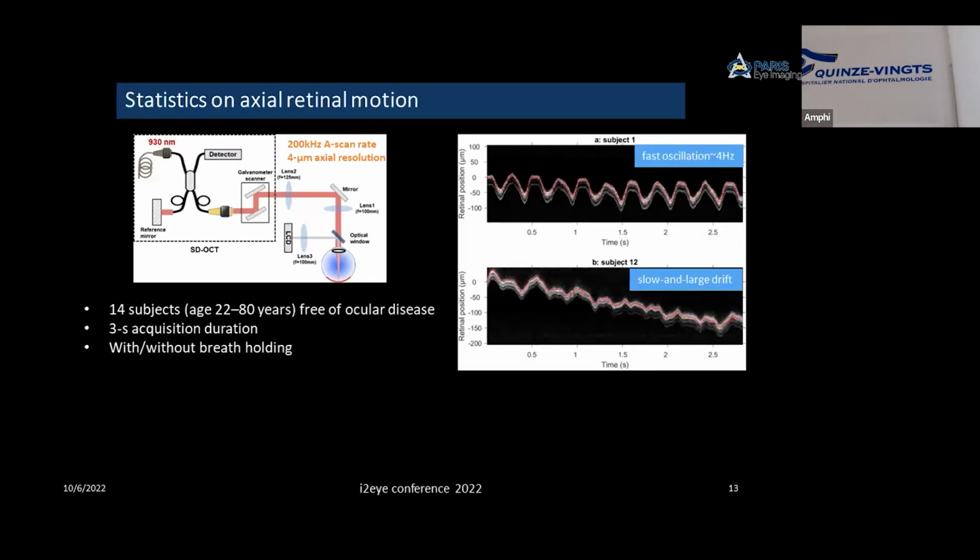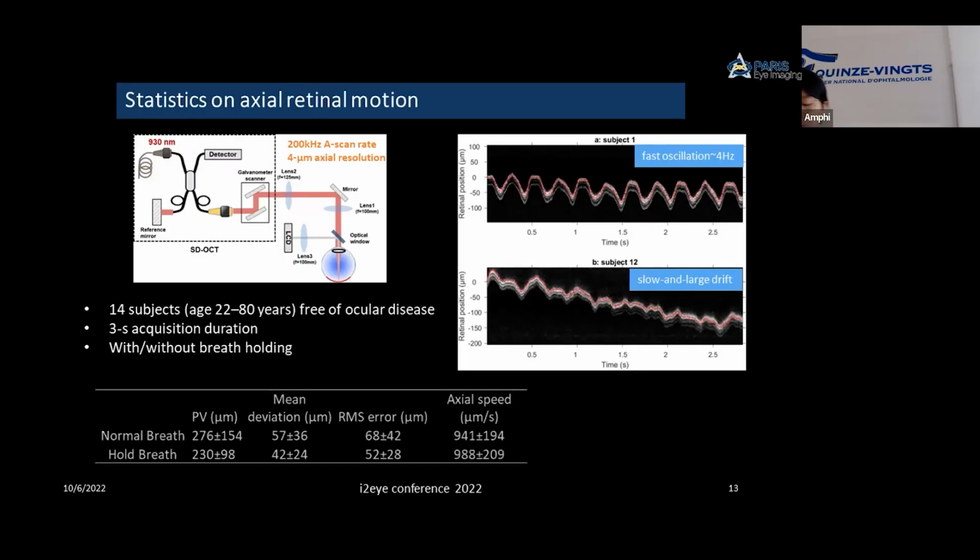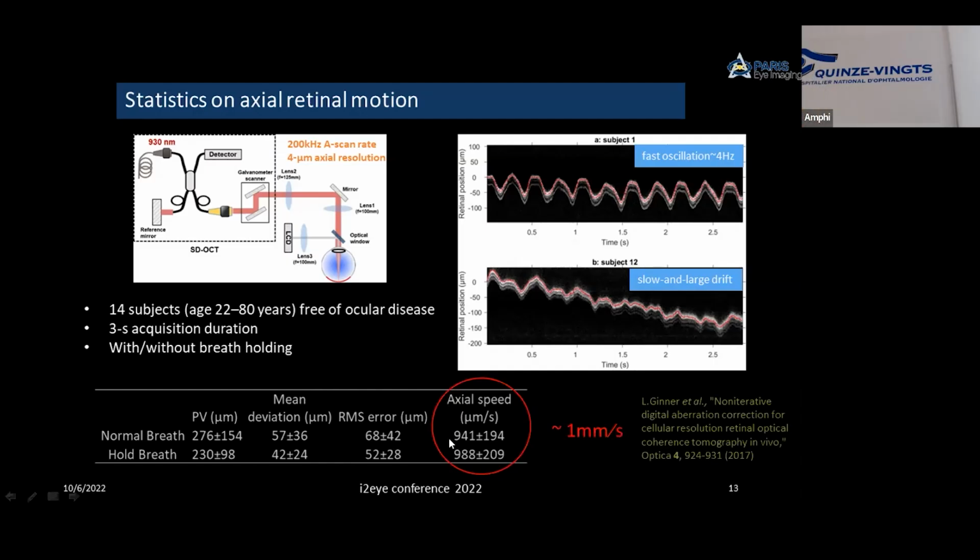This plot shows the behavior of the axial motion in the time domain, and we can find this kind of oscillation and drift in all the subjects. Then we did some statistics on this axial motion data, and we find breath holding can help decrease the amplitude of the axial motion a bit. But it's very surprising that in terms of axial moving speed, breath holding seems to make the subject move faster. And this speed level of 1 millimeter per second is inconsistent with the figure mentioned in the earlier paper.